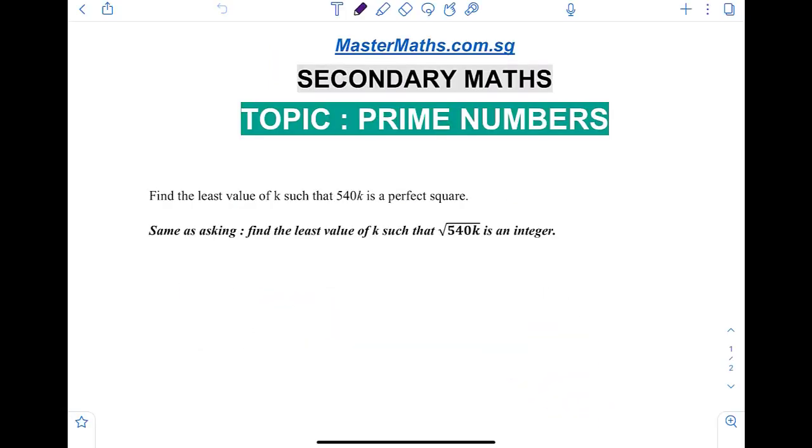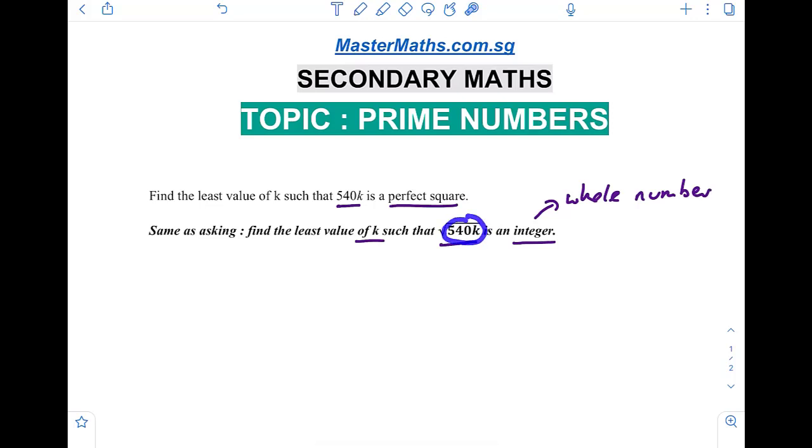Find the least value of k such that 540 times k is a perfect square. Another way of asking is find the least value of k such that the square root of 540 times k is an integer. An integer means it's a whole number. Now when you square root an expression and you want it to be an integer, that means this number must be a perfect square. What is a perfect square?